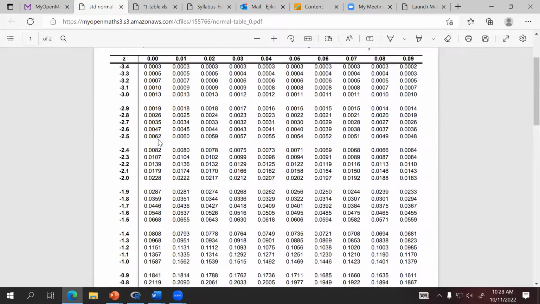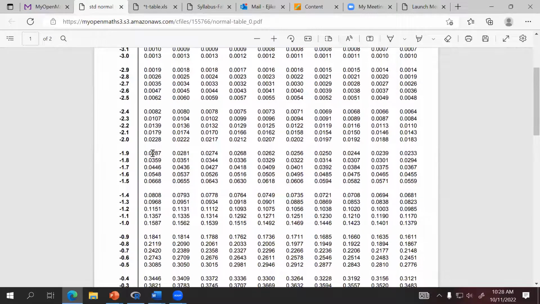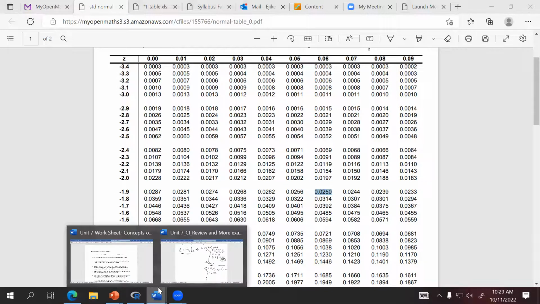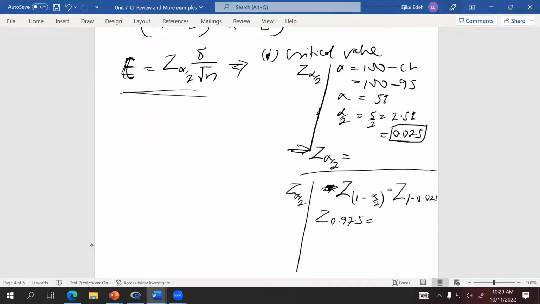0.025 will be over here. 0.028 is here, 0.022, so it should be somewhere here. Okay, so this is 0.025 exactly, right? This value is found under negative 1.9, under 6. So I have negative 1.96, that is the Z value equivalent to that. So I know that my critical value is given as negative 1.96.